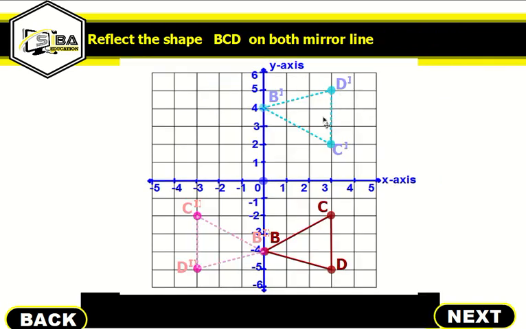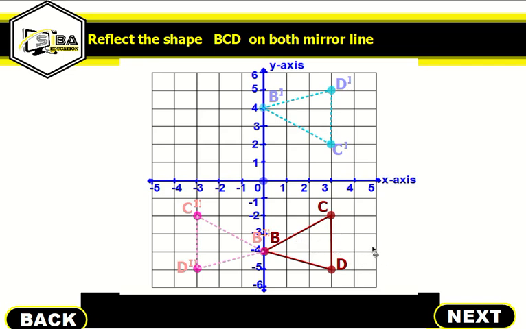Now let's take another shape. We have triangle BCD here, right? We are going to reflect this on the x-axis and on the y-axis. Trust you can indicate the x-axis, y-axis, or x mirror line, y mirror line. This is the x mirror line or reflection on the x-axis. Then y mirror line, reflection on the y-axis. So using the x-axis as our mirror line for this shape ought to be its image.